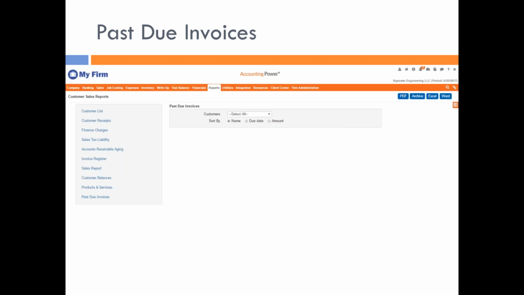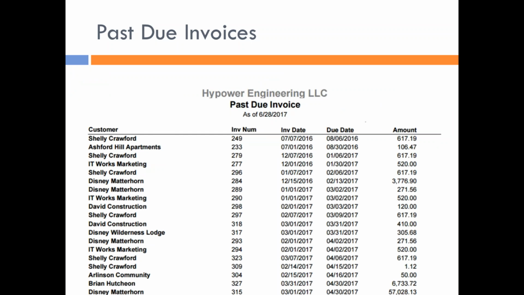So let me give a couple examples of these reports. This is the past due invoices report. Now you notice we now have a few ways to sort it. You can sort by name, by due date, or by amount. So this way you can print out a report and see all of your oldest invoices, or all the invoices with the largest amounts outstanding. So in this particular case, I chose it by due date, and you can see which ones are the oldest. So you know, yeah, Shelley Crawford is really behind for some reason on making the payments.